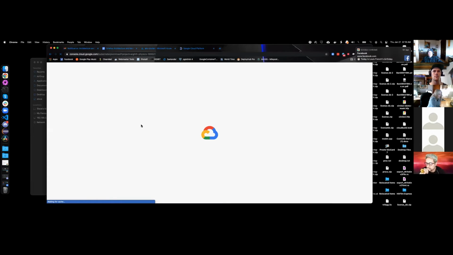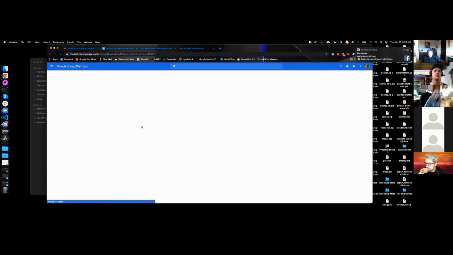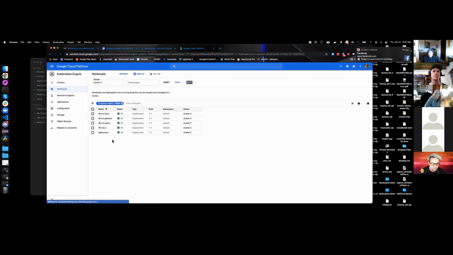I'm just going to go here, maybe we'll see, Google's running slow again. So I'm just going to bring up what we have for deploy hubs microservices. So if we look at the general.